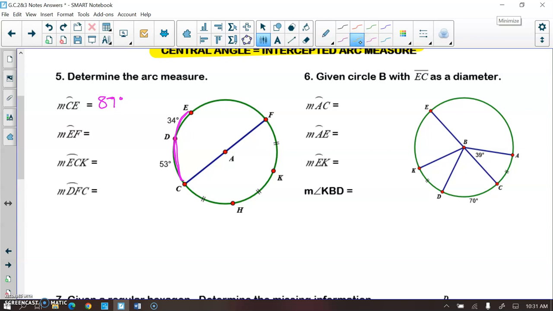So now I want the measure of arc EF. So this whole half circle should be 180 degrees. If I do 180 minus that 87 degrees, because I already added the 53 and the 34 together, I get 93 degrees for EF. Now I want the measure of arc ECK, which is this arc here.